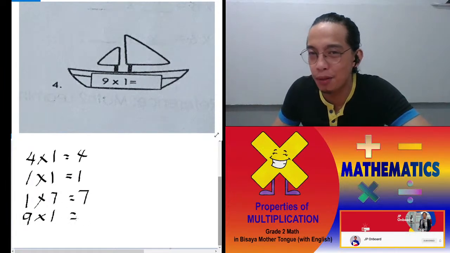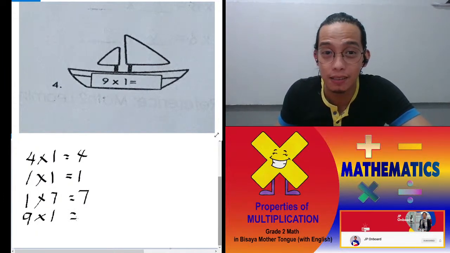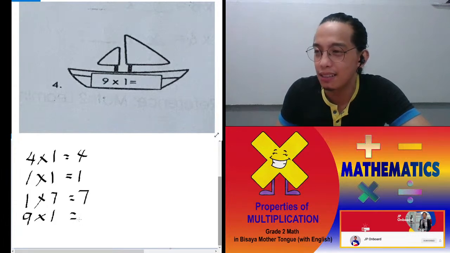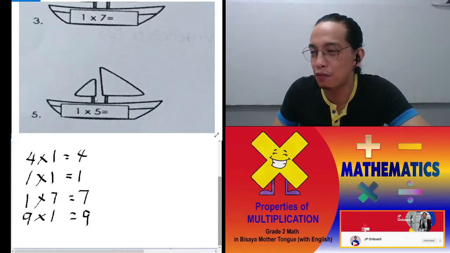Again, any number multiplied by 1 is the number. Any number multiplied by 1 is the number itself. So, the answer is, 9 times 1 is correct, 9. Okay. Let's go to the last number for this activity.